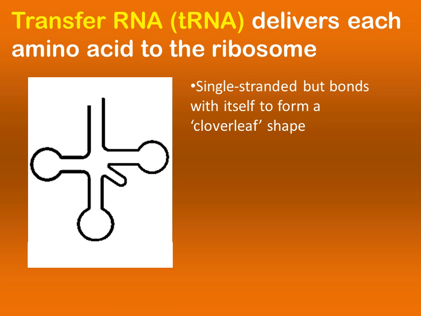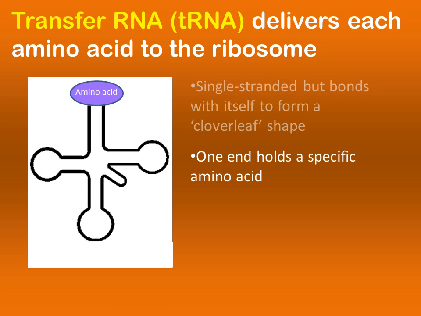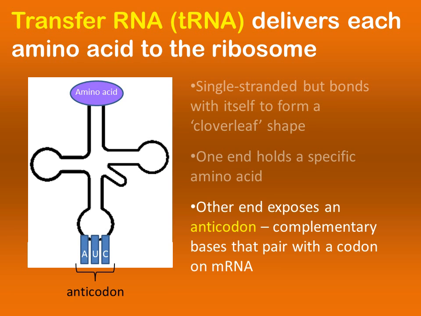Now, transfer RNA is a ribonucleic acid, and therefore it is single-stranded. However, it folds back on itself in a number of places, actually hydrogen bonding with itself to form this very characteristic cloverleaf shape. One end of the transfer RNA molecule will hold the amino acid, a single amino acid, while the other end of the transfer RNA has what's called an anticodon. Now this is a 3-nucleotide sequence that will correspond with a codon on the mature messenger RNA.